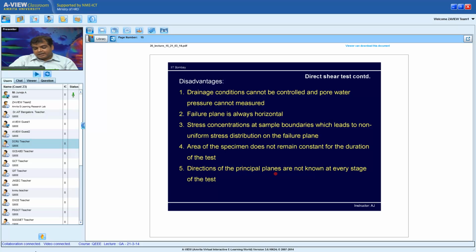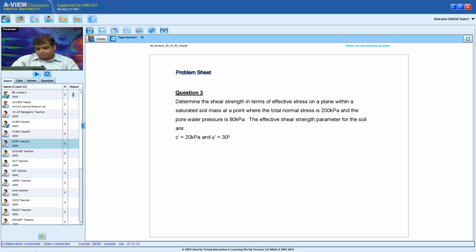The last one: the directions of principal planes. Remember, the principal planes were horizontal and vertical to begin with, but during the test they are not known. However, after the test we can evaluate the direction of principal planes, and I have just an example. After this we will spend about 10 minutes on that example to understand the direction of the principal planes in a direct shear test.